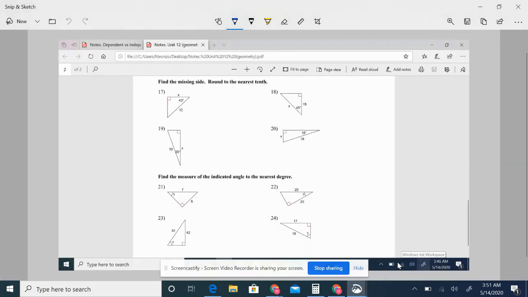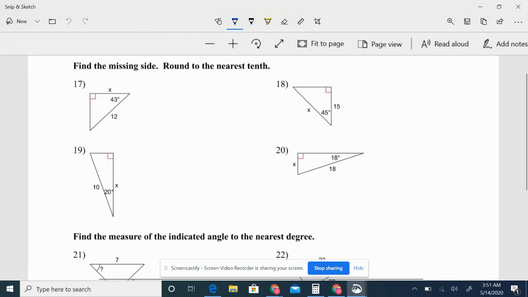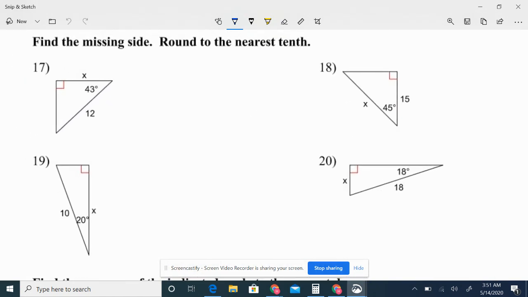Let's take a look at question number 17. Find the missing side. I'm only giving you guys two sides. One of them is an x, one of them is a number, and I'm giving you guys an angle. So what I'm going to do, I see if I have the hypotenuse to begin with. In this case, I have the hypotenuse. And then from 43, that's where my theta used to go. From 43, I ask myself, is x the opposite or the adjacent? Opposite means far away. Adjacent means next to. In this case, this is the adjacent.